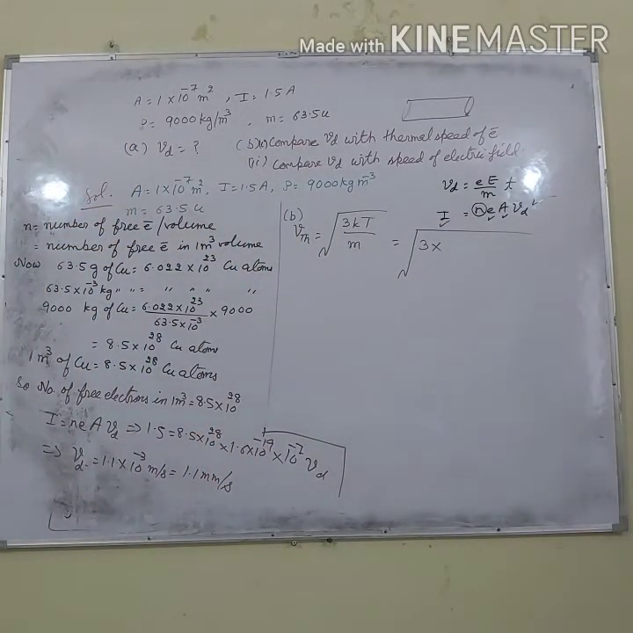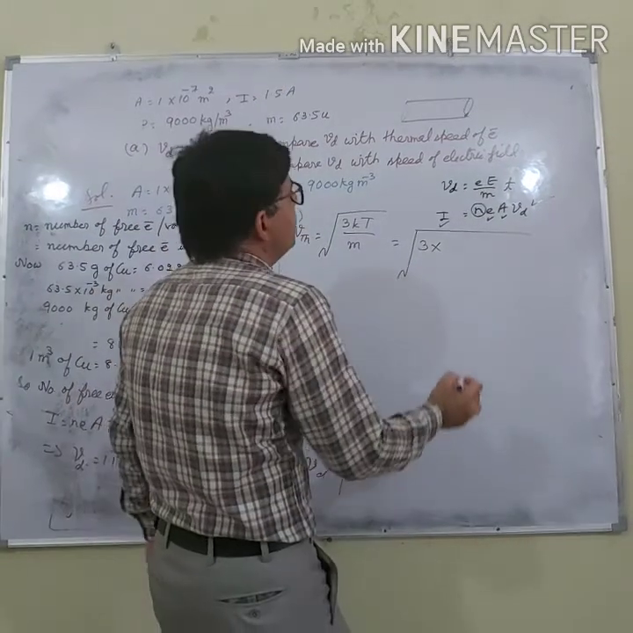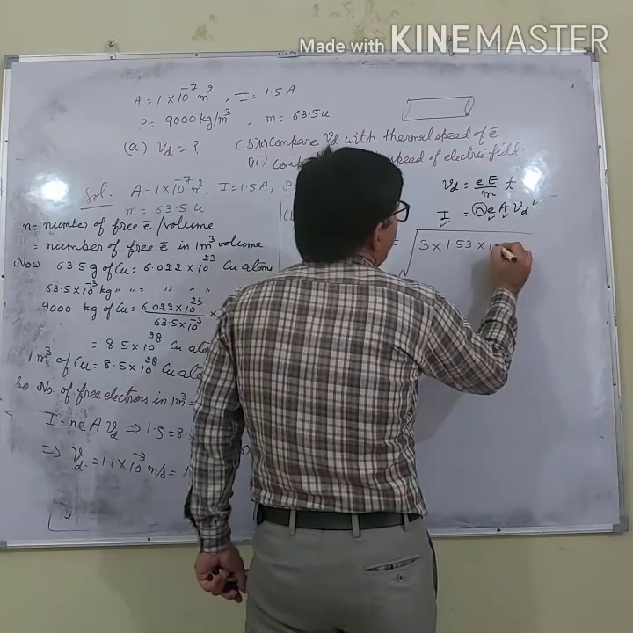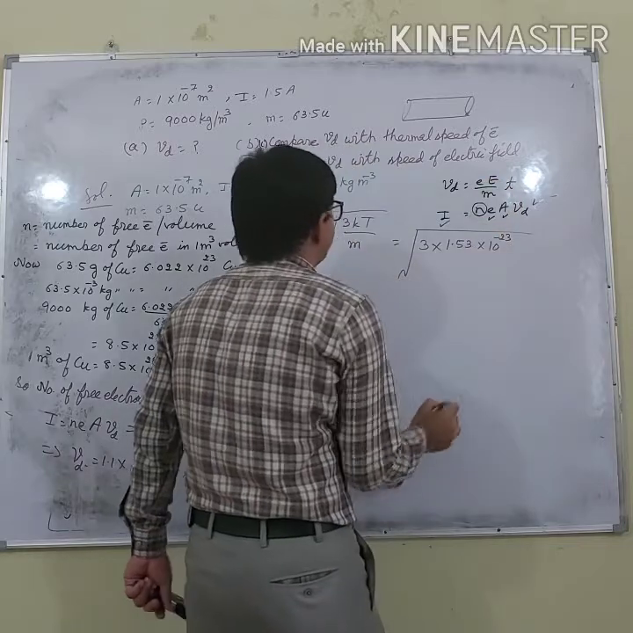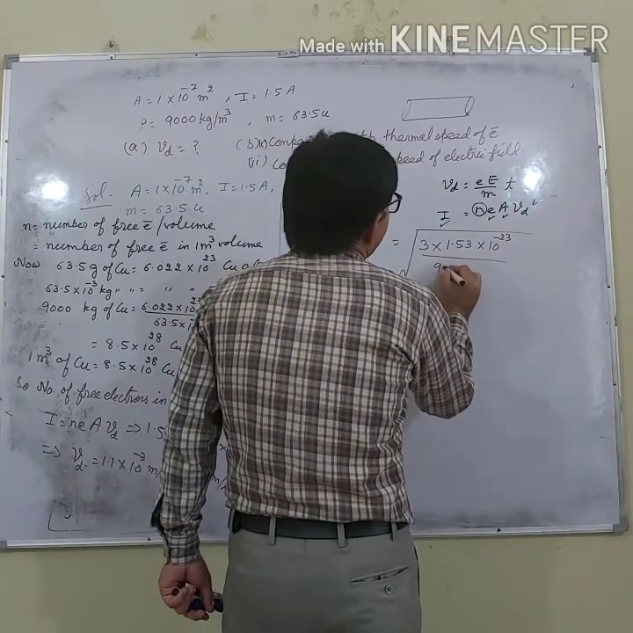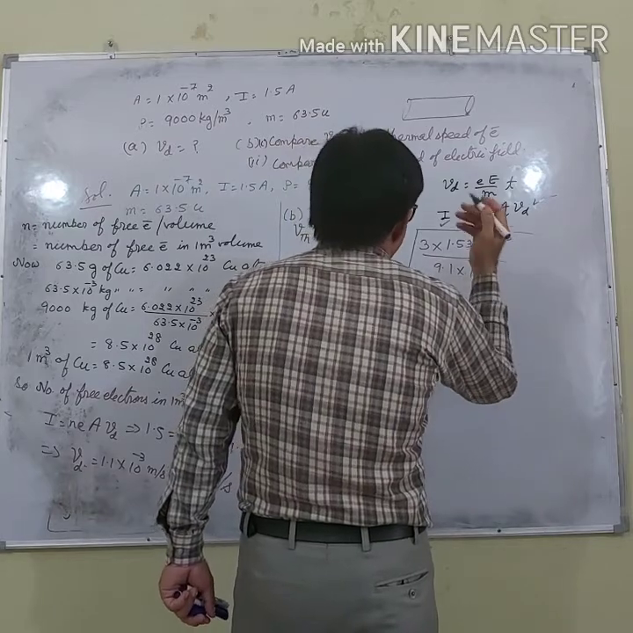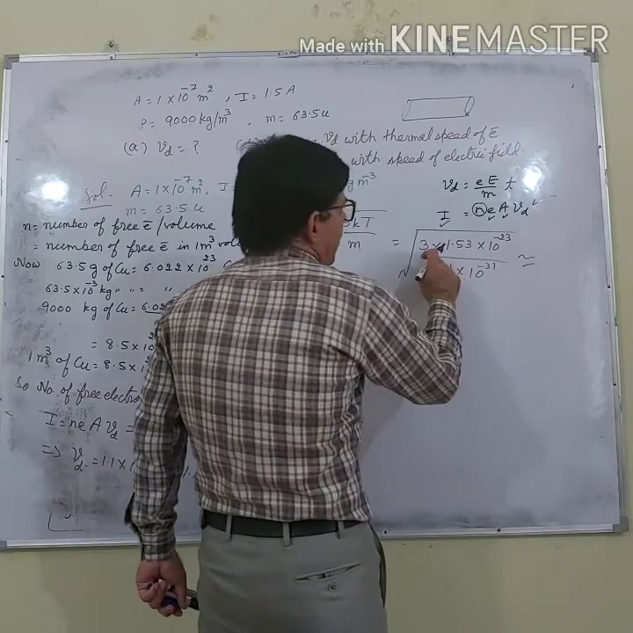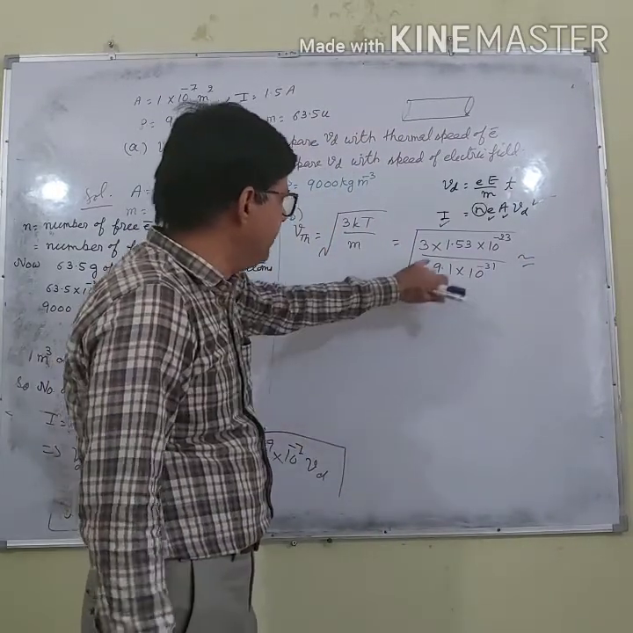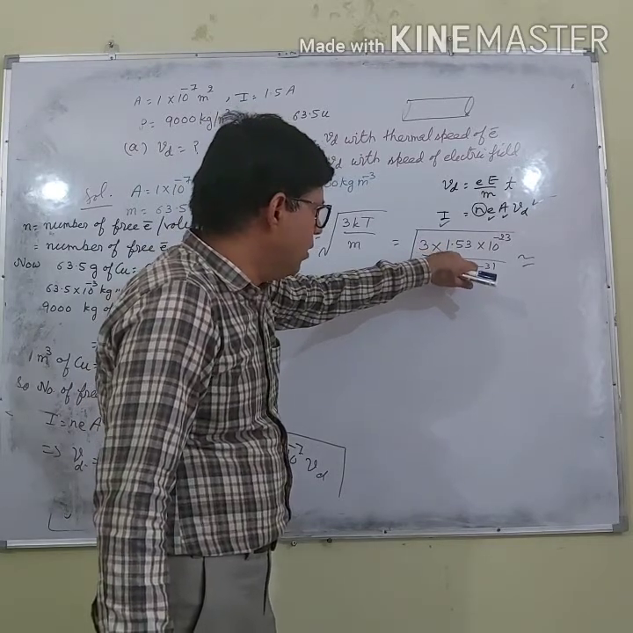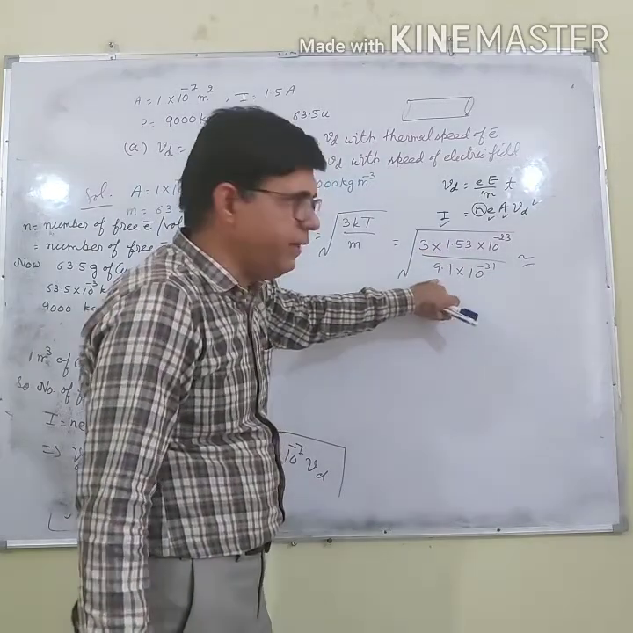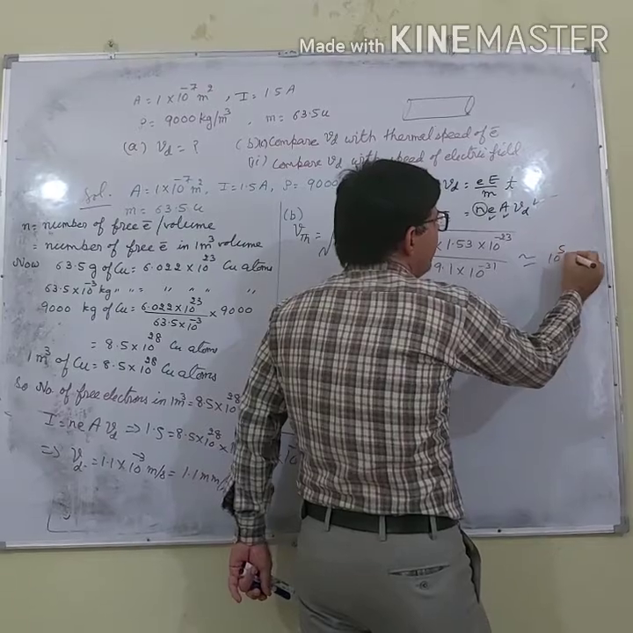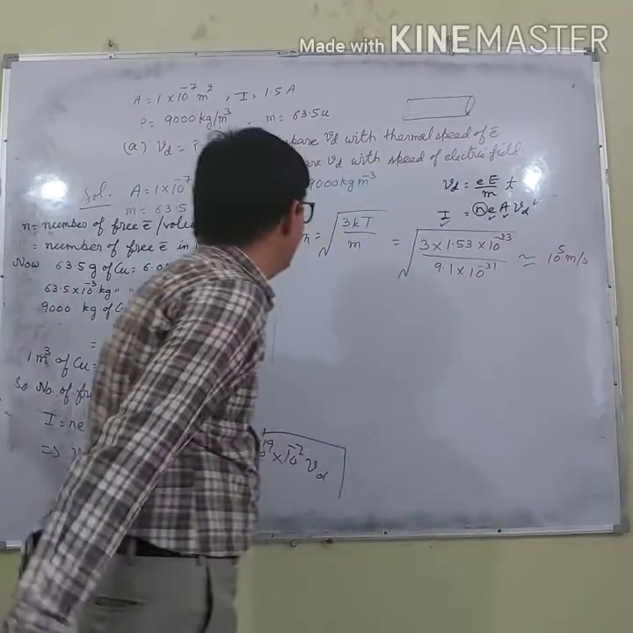It is 3 into what is Boltzmann constant? 1.38 into 10 to the power minus 23. And what is the mass of electron? 9.1 10 to the power minus 31. If you solve this, it will come of the order of 10 to the power 5 meter per second. Calculation that you can do on your own.